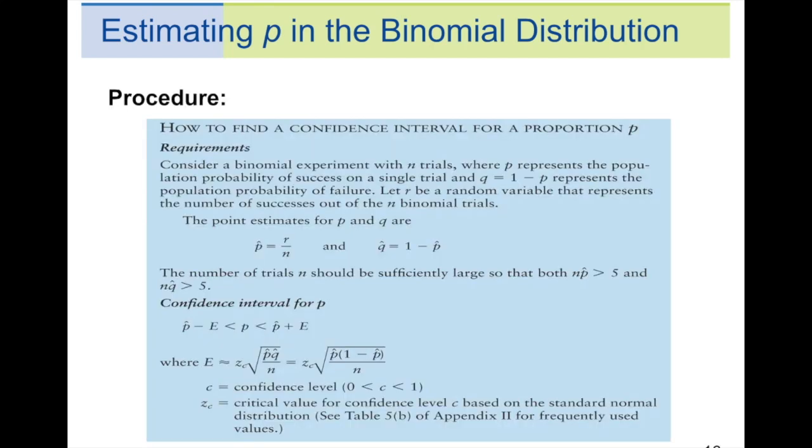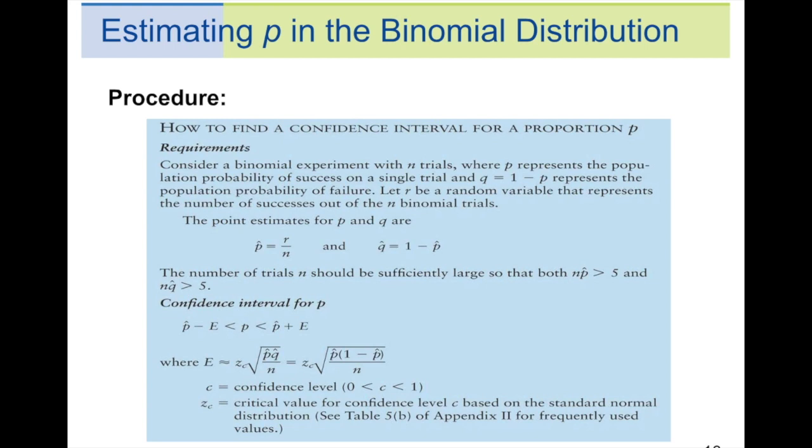So consider a binomial experiment with n trials, where P represents the population probability of success on a single trial, and Q equals 1 minus P represents the population probability of failure. Let R be a random variable that represents the number of successes out of the n binomial trials. The point estimates for P and Q are that P hat is equal to R over n, and Q hat is 1 minus P hat.